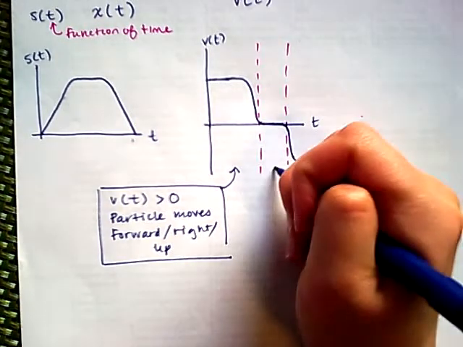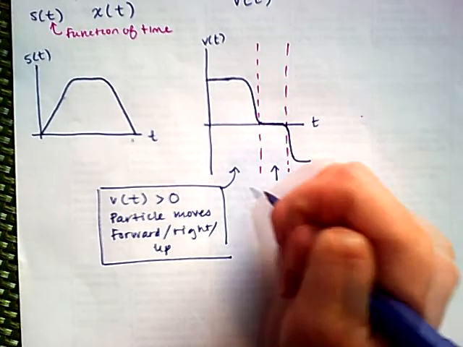For this middle section, this is where the velocity is 0.